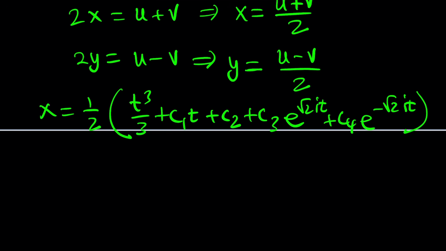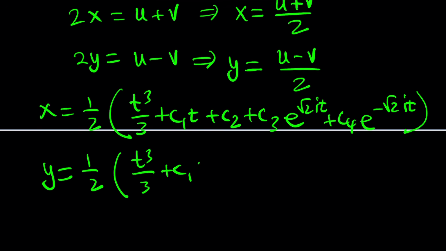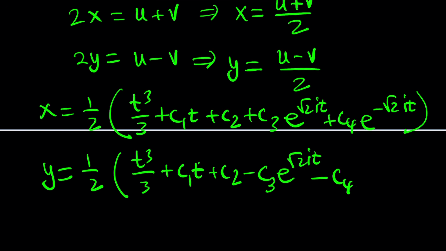And then we can recover y similarly. We just need to subtract. 1/2 is going to be in the front. We get t cubed over 3 plus c1t plus c2. And now you have to remember that you're subtracting v from here. So it's going to be minus c3 e to the power root 2it minus c4 e to the power negative root 2it. And that should give you the solution.